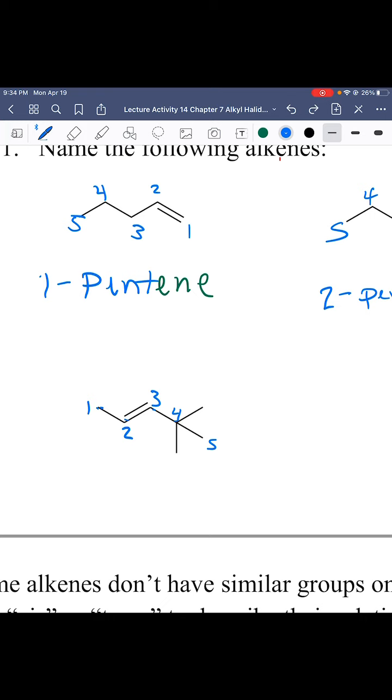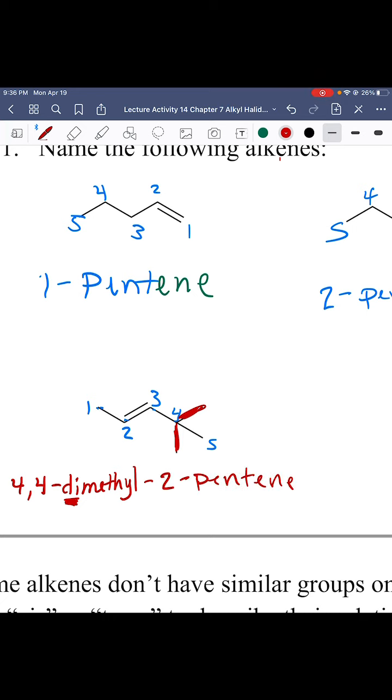And here our double bond starts on the 2 carbon, and we know it's going to be a pentene. And we have a methyl on our 4 carbon, and we have another methyl also on our 4 carbon, and we have to list both of them. So 4, 4, and this is going to be a di because we have 2 methyl, and let's get this out of our way. And then we have a 2 pentene.